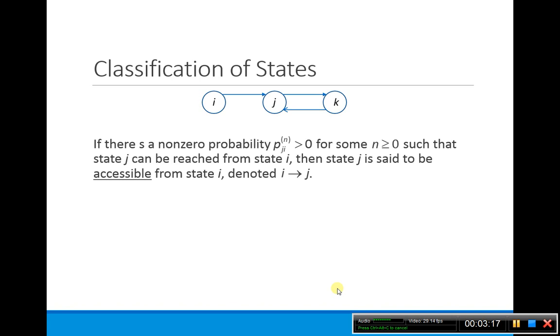Okay, so now we want to talk about how to classify states. This is an example with 3 states: i, j, and k. If you're in state i, you have a possibility of going to state j. If you're in state j, you could go to state k. If you're in state k, you can go to state j. If there's a non-zero probability of going from i to j in some number of transitions n, so that this probability is positive, it means I can get from state i to state j in a certain number of steps. If this is positive for some n, then state j can be reached from state i. If that's the case, then state j is said to be accessible from state i.